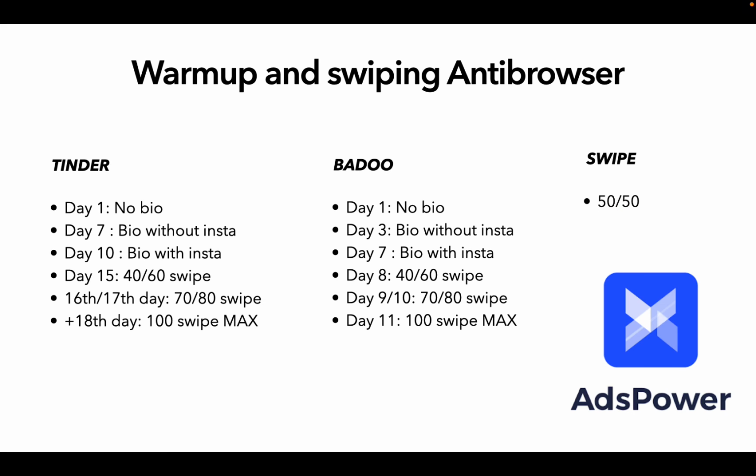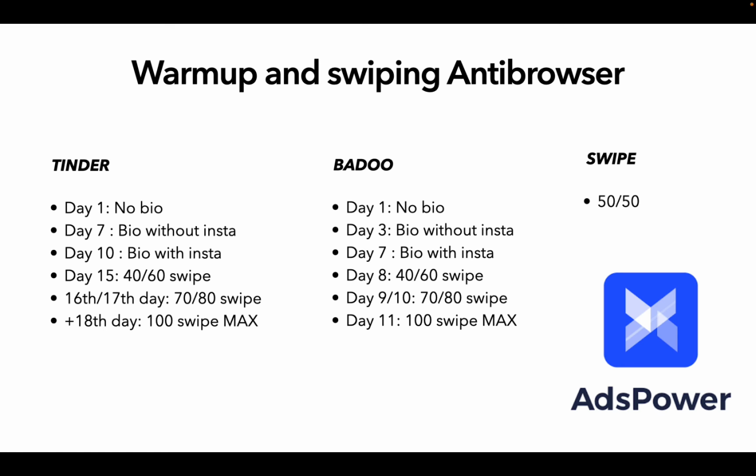In terms of warm-up and swiping for Antibrowser, we have, compared with Tinder, on the 1st day, no bio. On the 7th day, organic without Insta. Between the 2 days, we warm up the account so nothing happens. Day 10, organic with Insta. Day 15, we'll start swiping with 40-60 swipes maximum. Days 16 and 17, we do 70 to 80. And then, on the 18th, we'll do no swipe max. Obviously, there's a good chance you'll be banned in the meantime.